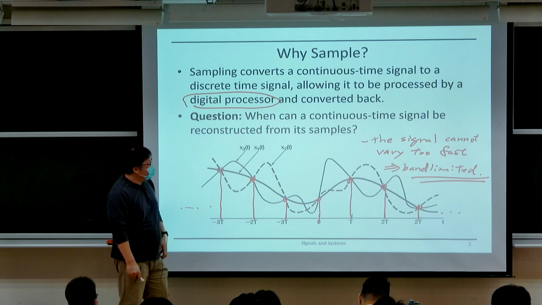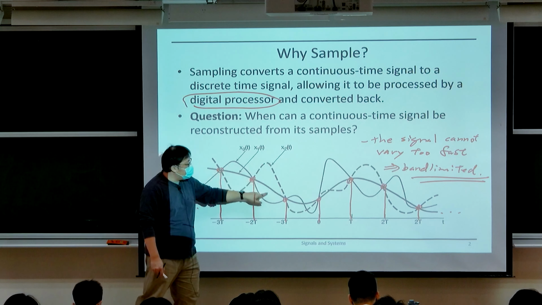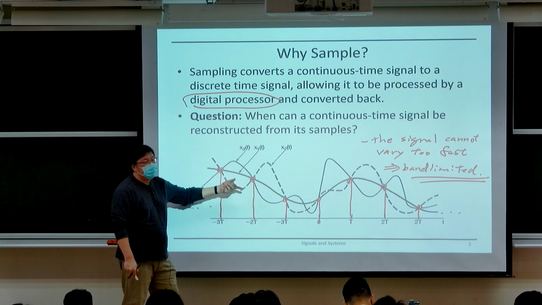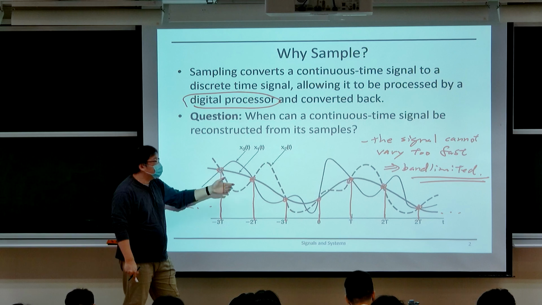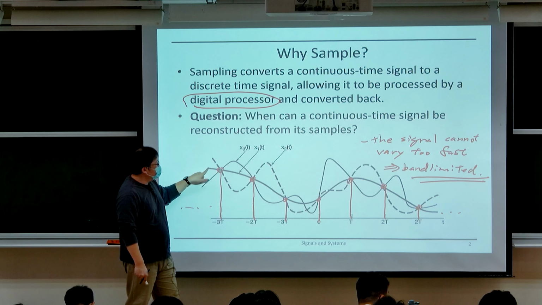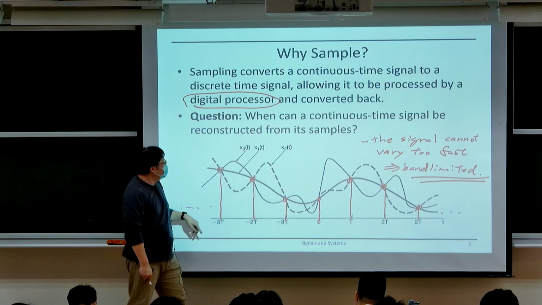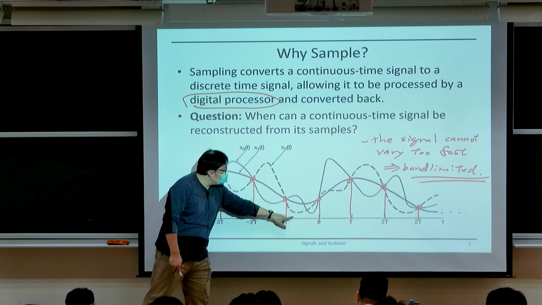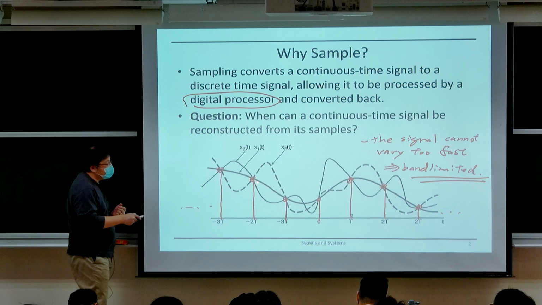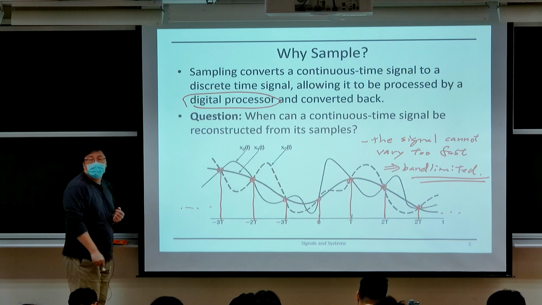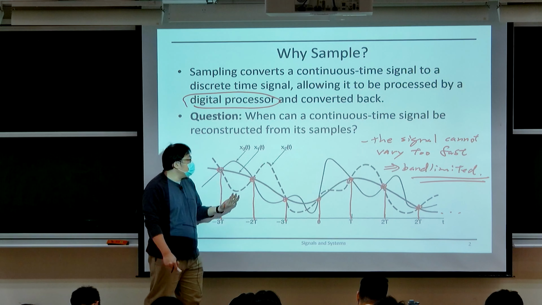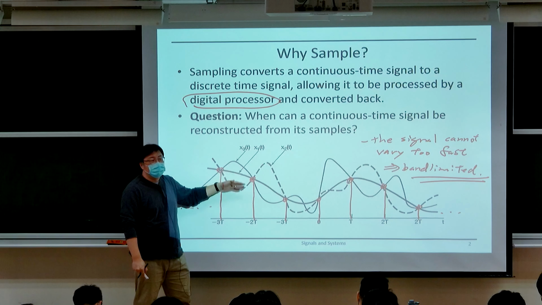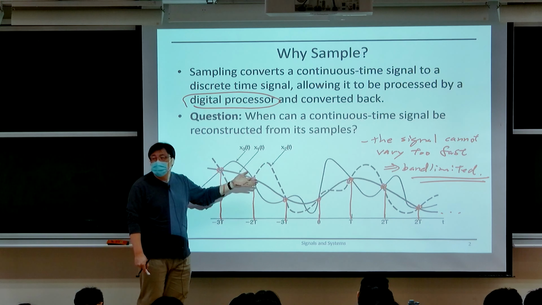Now, from this example here, you can see that for a given set of discrete time samples, there can actually be an infinite number of continuous time signals that fit these samples. For example, not only this signal here, but if you consider this signal here or this signal here, they will all give you the same set of discrete time samples. So given these samples, you wouldn't be able to recover the original continuous time signal uniquely.